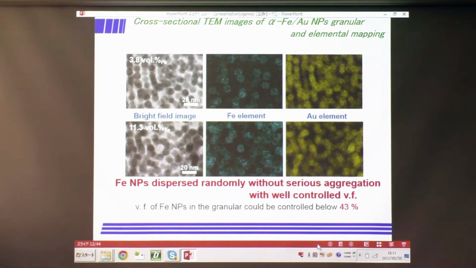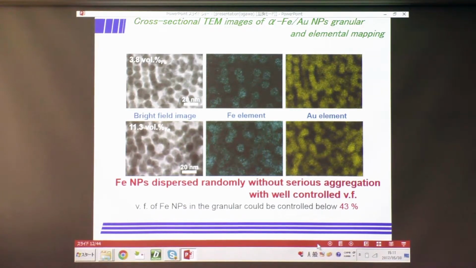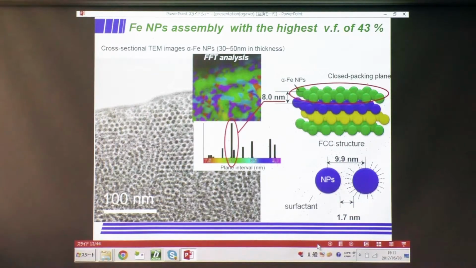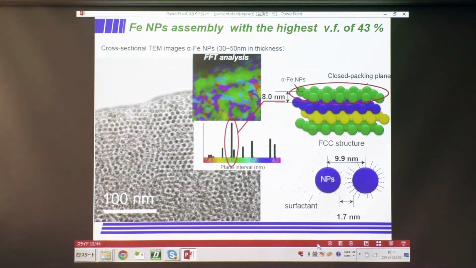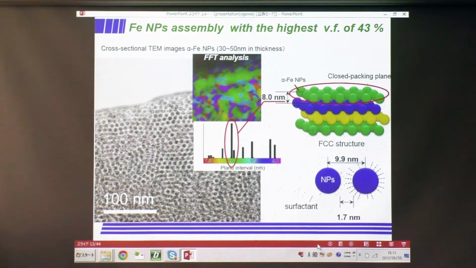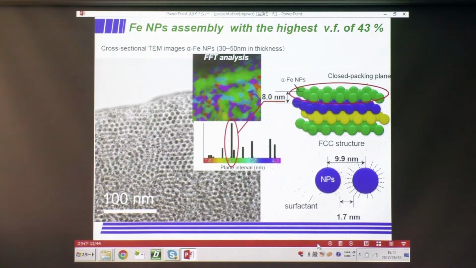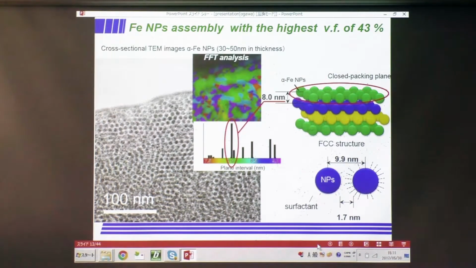We can control this technique from 3.8% or less volume fraction up to a maximum of around 40%. The highest volume fraction, 43%, of the nanogranular structure is like this. And this is pure iron; all of the nanoparticles are iron nanoparticles. From the FFT analysis of this picture, we can get an interval of around 8.0 nanometers. That means a cross-packing structure of alpha iron nanoparticles, like this picture.